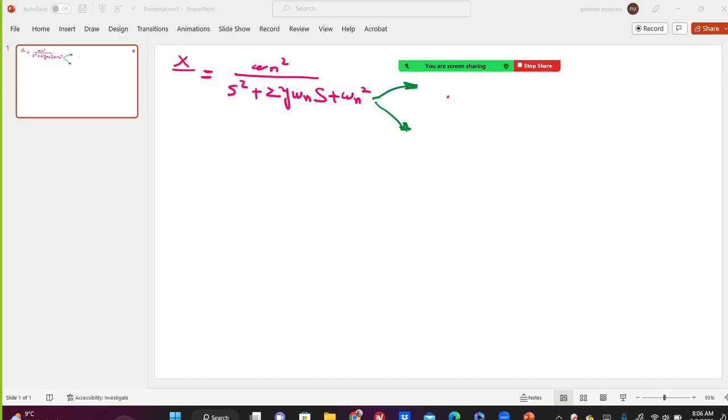Okay, so in the previous classes, we had the second order system X over Y was omega n squared over s squared plus 2 zeta omega n s plus omega n squared. Can you see the screen? That's right. Yes.